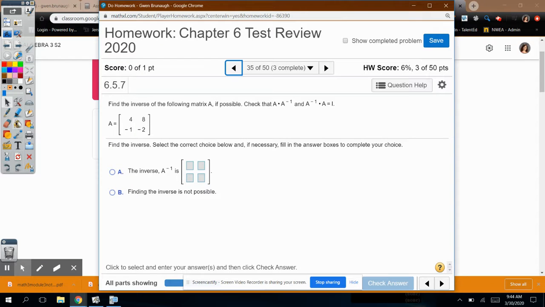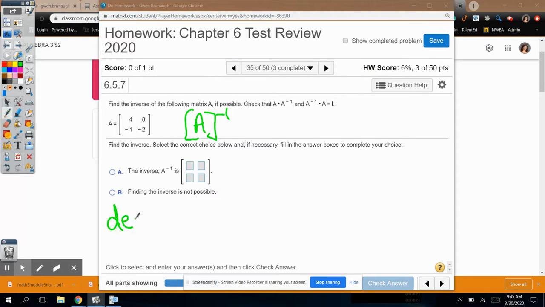Okay, here's 35 through 39, and these will go quick. Again, you can use your calculator on this inverse problem if you want. You would just type this matrix into A and then do A inverse. But I'm going to do it by hand since it's a 2 by 2.